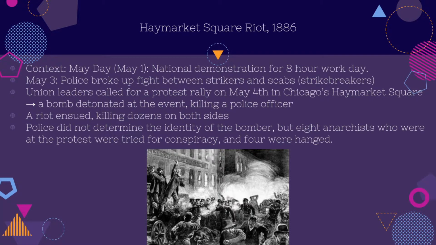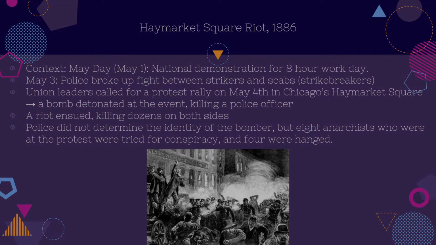right, in Haymarket Square. And during this major event, of course, like I said earlier, it generated a lot of press. So there was a bomb that went off, and a police officer died as a result. And this ensued in rioting, which was very difficult to, of course, put down, even with the police presence. And so, of course, the result was chaos, right? 8 alleged anarchists were arrested and tried for conspiracy, and half of them were hanged.